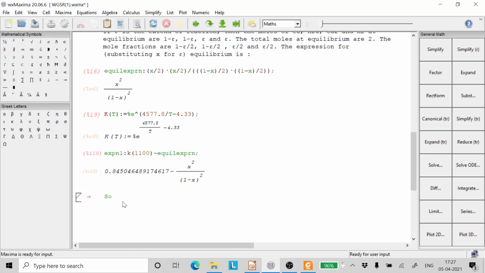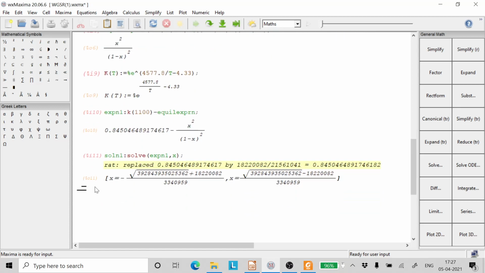Now we solve this expression to get the answer. So we write the solution as solution 1. So this is solution 1, and if we need I'll come to that later. To get the solution, we write expression 1, that is the expression, and solve it for x, and we enter it. And here we see that we get an analytical expression for it.